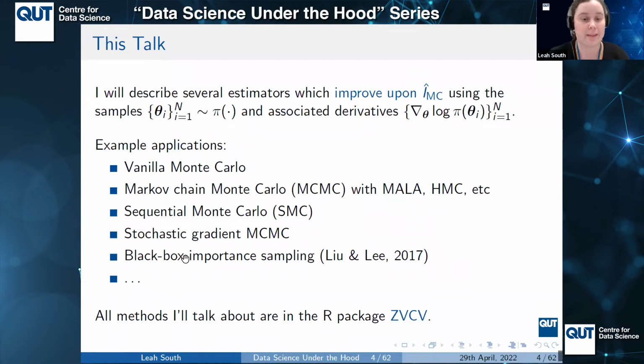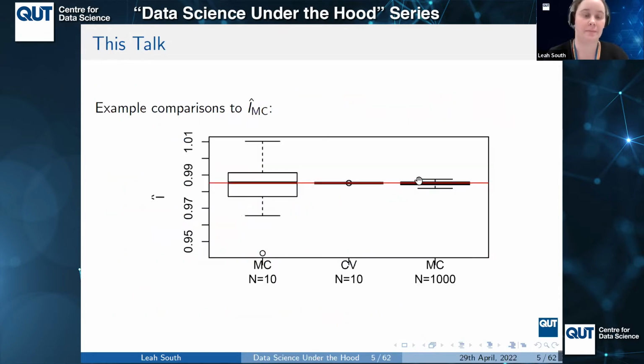Some of the methods can also be used more generally. You can have deterministically picked a grid of points and you can still use some of these methods. So they're pretty broadly applicable. I also wanted to mention that all the methods that I'm going to talk about are in this R package CV that I produced. I'm going to give a couple of examples in case you actually want to use this in your own work.